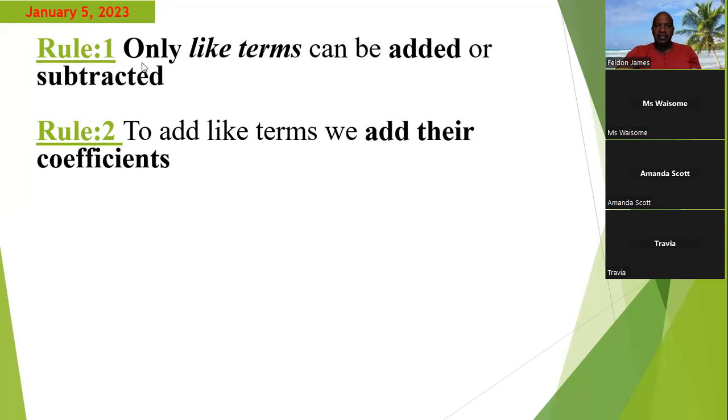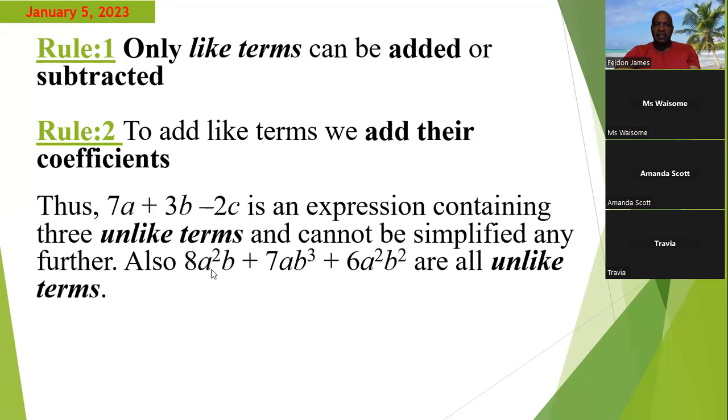So when we're adding terms, if they are like terms, we simplify them by adding or subtracting them to a single term. And rule 2, we add like terms by adding their coefficients. Now, all of this may sound a little weird with all the terminology, but you will realize that the coefficient is just telling you how much of that term you have.